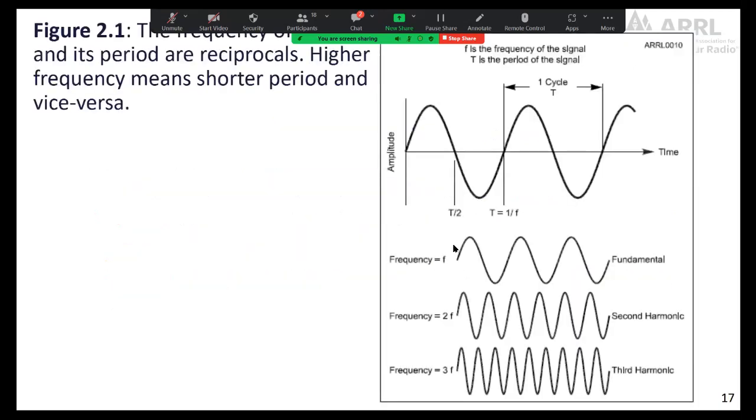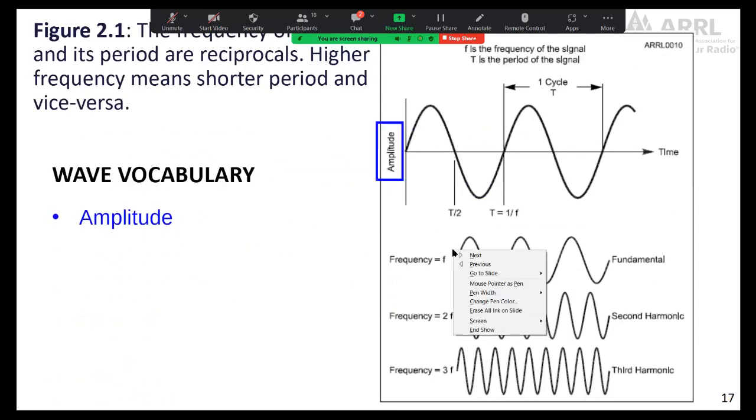Let me back up one here. Okay, wave vocabulary. What we have on the right there is the display of a signal with reference to time. And so this display begins on the left and looks like it's a little over 2 cycles, 2.25 cycles.